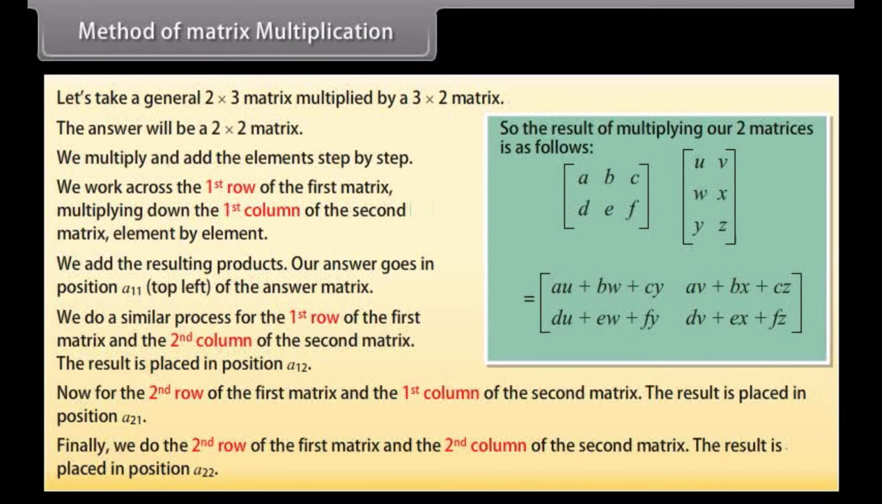So, the result of multiplying our two matrices is as follows: the matrix with first row A, B, C, second row D, E, F, times the matrix with first row U, V, second row W, X, third row Y, Z produces the matrix with first row AU plus BW plus CY, AV plus BX plus CZ, second row DU plus EW plus FY, DV plus EX plus FZ.